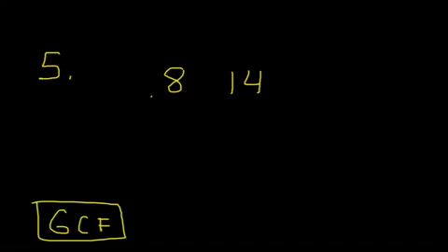The numbers are 8 and 14. So we're going to write 8 and 14. We're going to put a little cake on top of it. We're going to figure out what 8 and 14 can be divided by. Well, I know that 2 goes into both of them. 2 goes into 8 4 times, and 2 goes into 14 7 times.